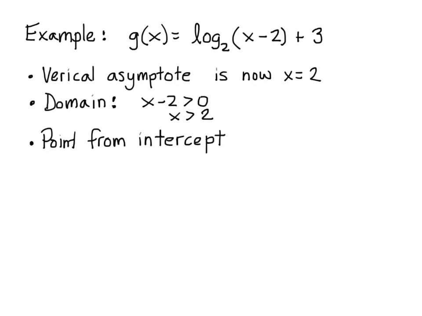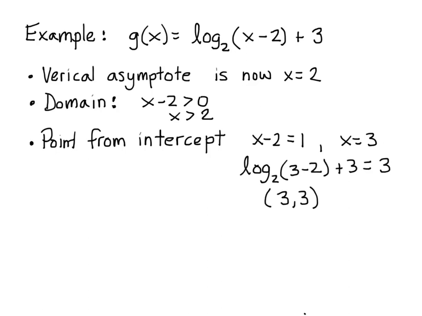The points that we get from the intercept, remember that when this expression equals 1, we have log base 2 of 1, which is 0. So we're going to set x minus 2 equals 1, so we know x equals 3. And so when we set x equal to 3, we get 3 minus 2 is 1, right? So the log of 1 is 0, plus 3 is 3. So we now have this point 3 and 3.